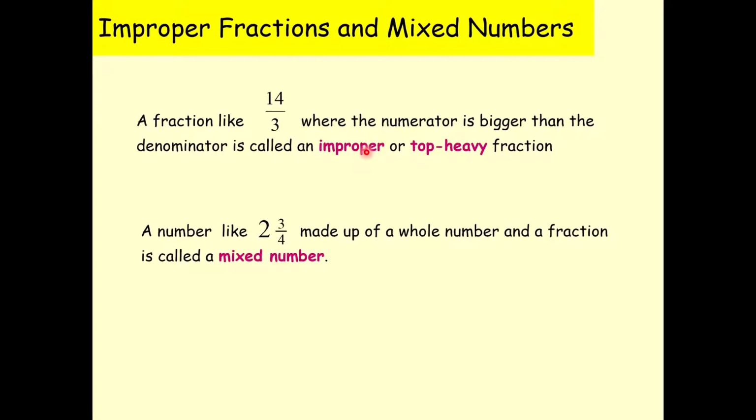And if a number looks like this one here, so if you've got 2 3/4, that's made up of a whole number and a fraction, that is what we call a mixed number. So those are the two types of numbers and fractions that we're going to be looking at today.